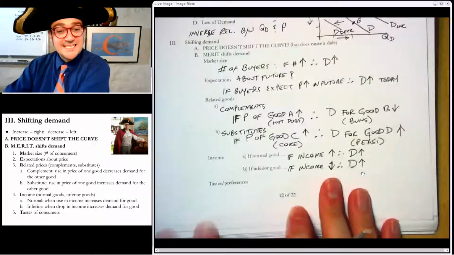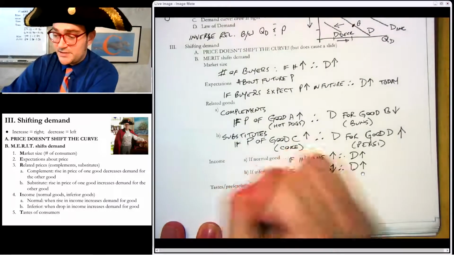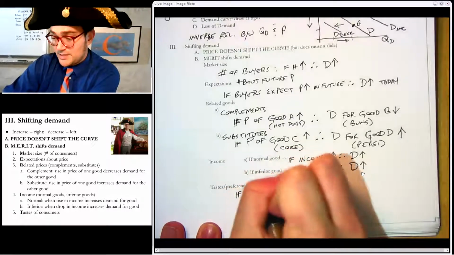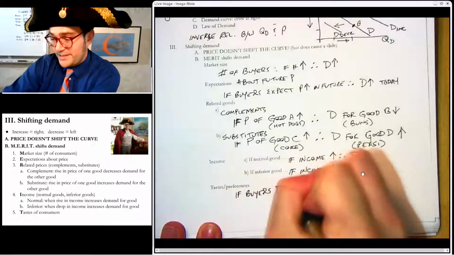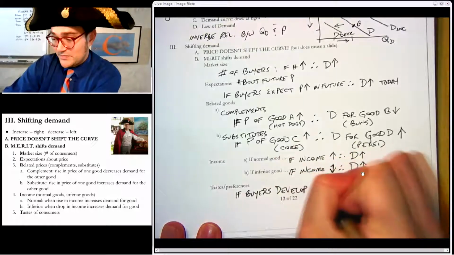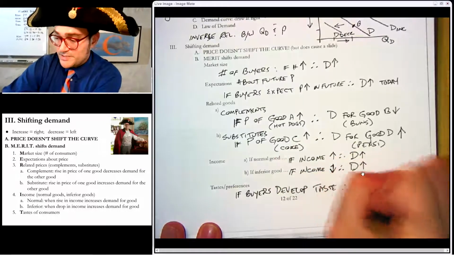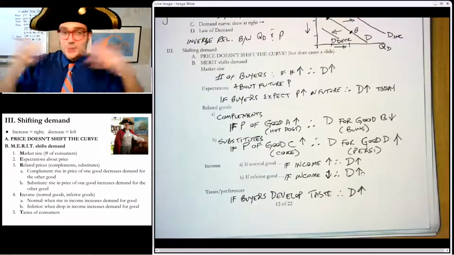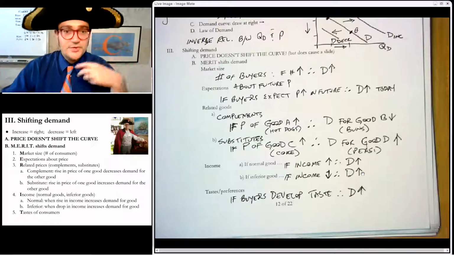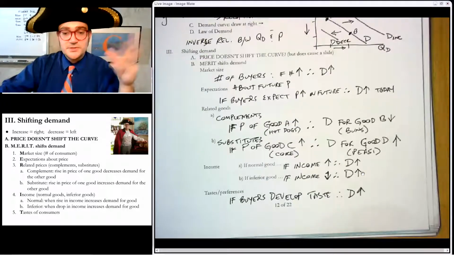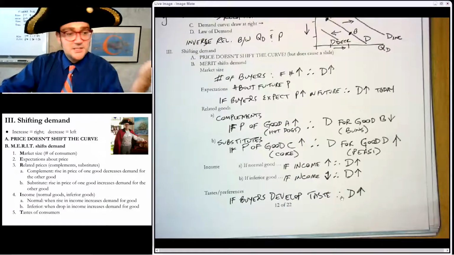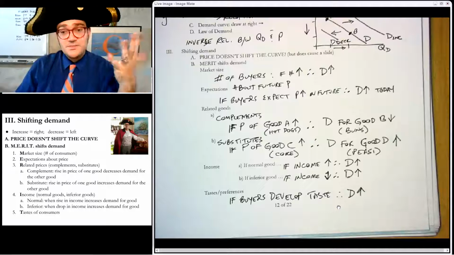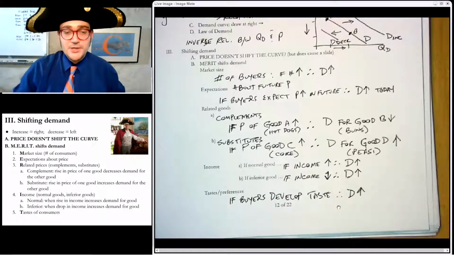And then the last one, the T, is tastes and preferences. If buyers develop a taste or a preference for a product, then we'd say demand goes up. This could be that they learn that the product is good for you, or somehow cures cancer or something. So this would be tastes and preferences. So there are 5 shifters of demand. They all both increase and decrease depending on the directions.